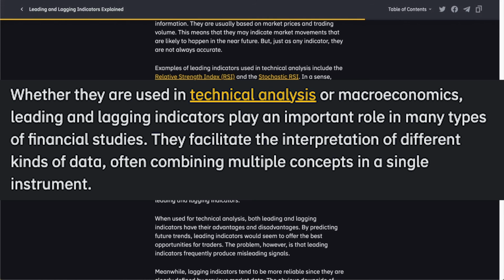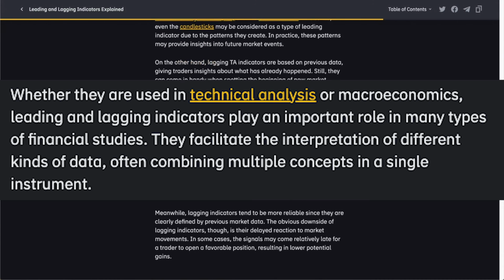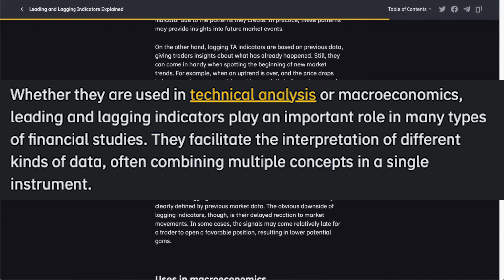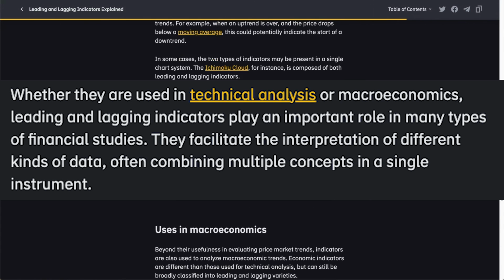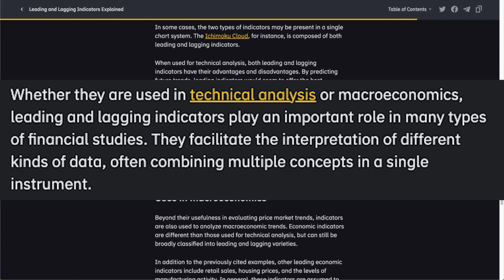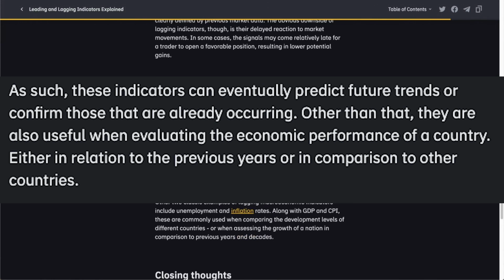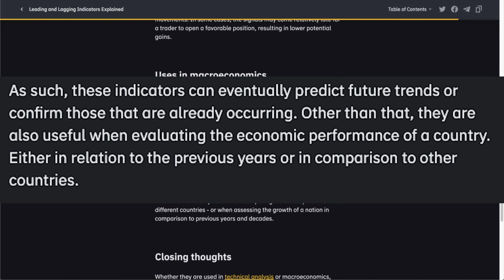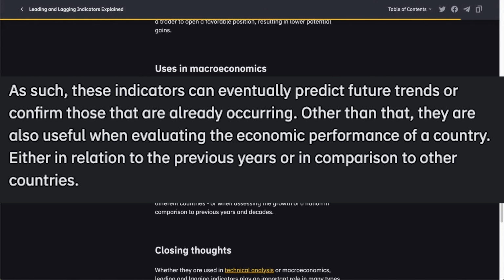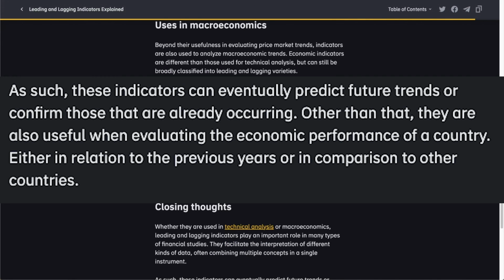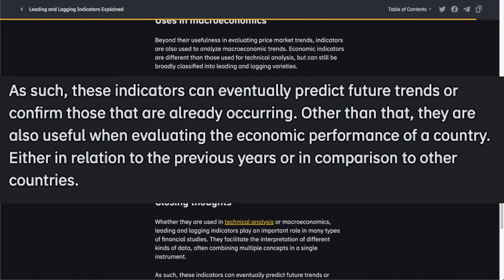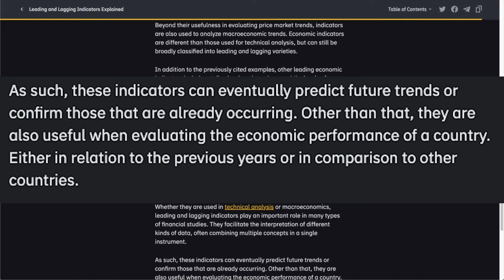Whether they are used in technical analysis or macroeconomics, leading and lagging indicators play an important role in many types of financial studies. They facilitate the interpretation of different kinds of data, often combining multiple concepts in a single instrument. And as such, these indicators can eventually predict future trends or confirm that those are already happening. On the other hand, they are also useful when evaluating the economic performance of an entire country, either in relation to the previous years or in comparison to other countries.